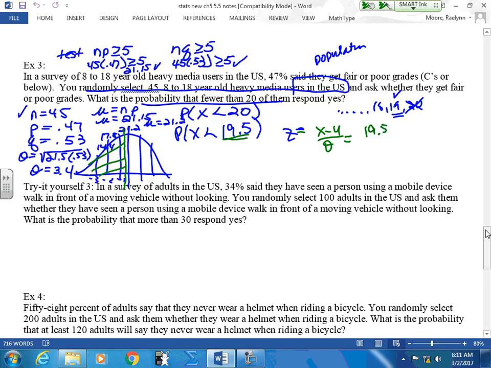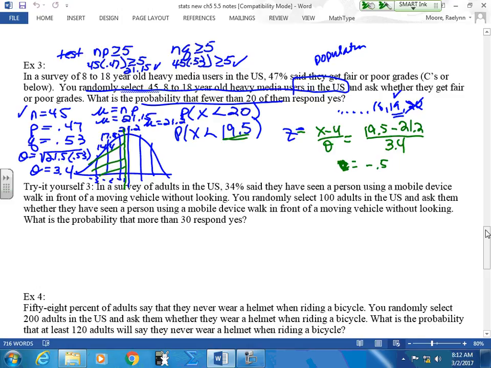That's why we do this. This buys us a little extra space, doesn't it? Minus my mean. All right, so let's calculate this. You get a z-score of negative 0.5. Did I expect my z-score to be between 0 and negative 1? Yes. So what's my next step?